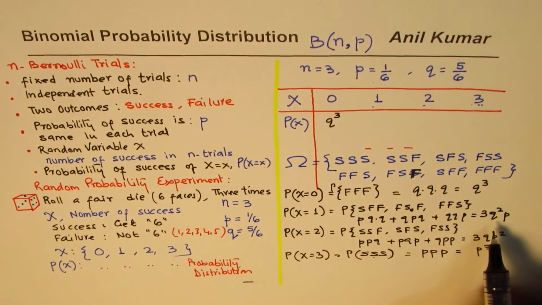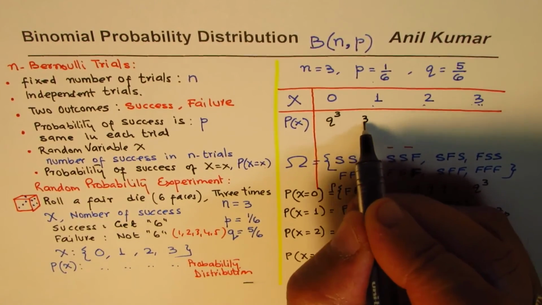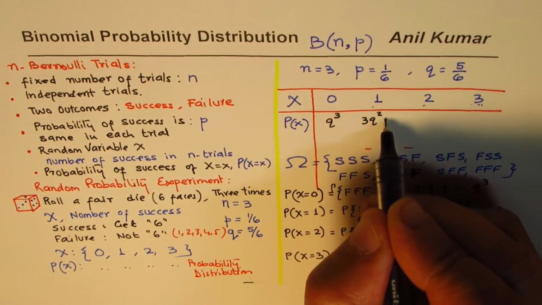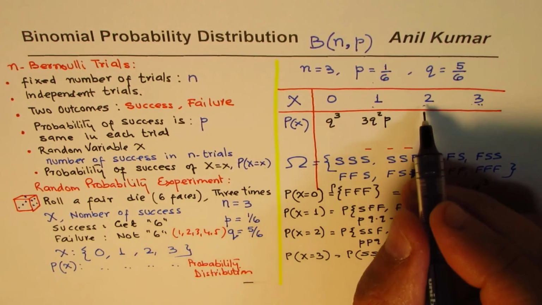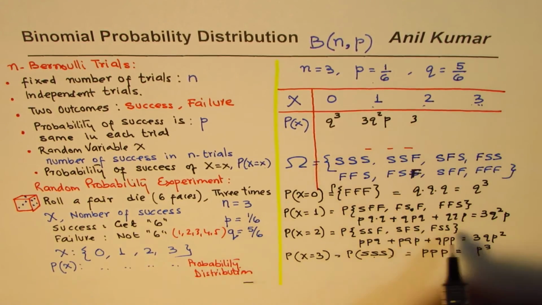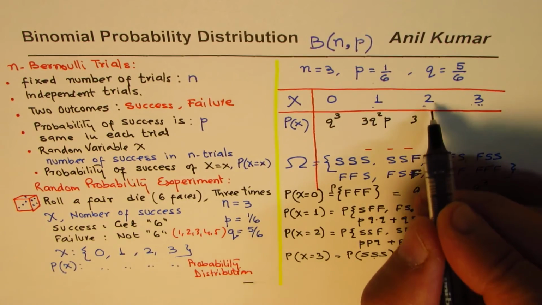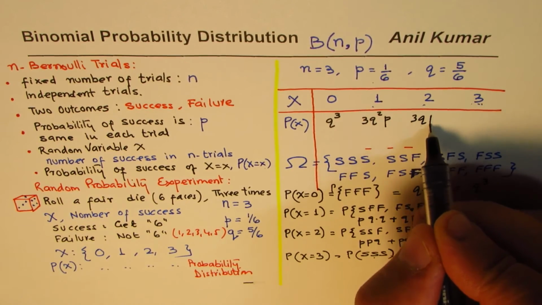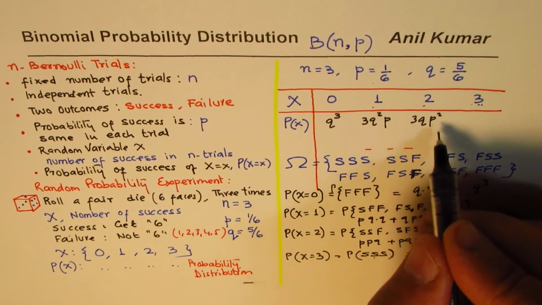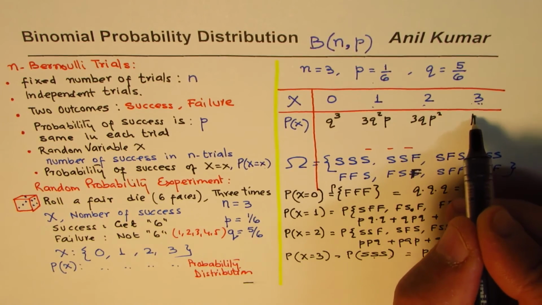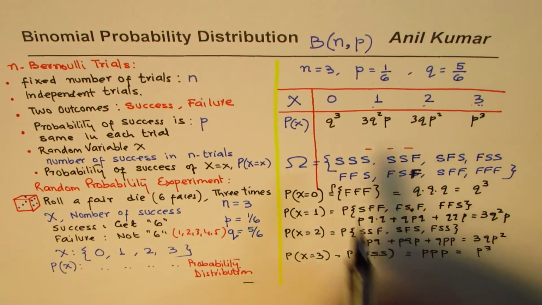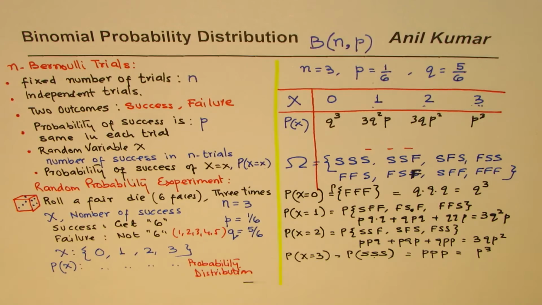For 1, we get 3 times. So 2 failures and 1 success. For 2 successes, we got 3 of those terms. So 1 failure, 2 successes, q p squared for 2. And in this case, 3 successes, p cube. That is what we get.